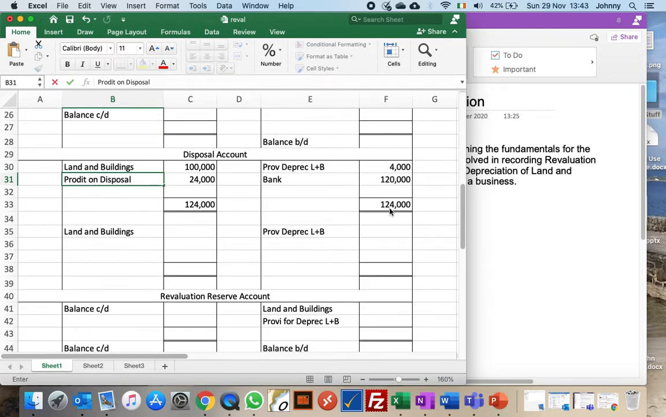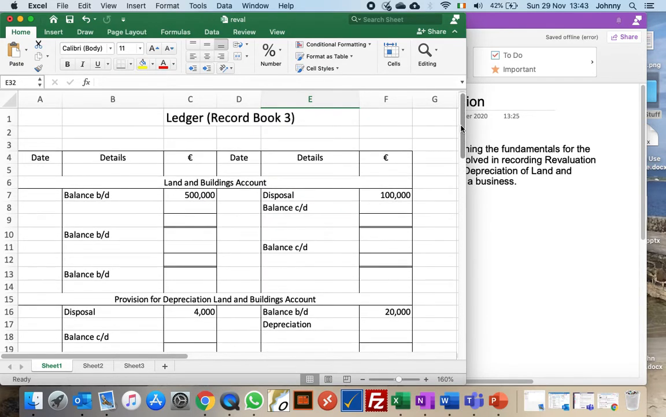That profit basically means, in English, that when we got rid of the thing, we got 24 grand more than it was worth. And that profit is something that will be put into our profit and loss as other income that the business has made. So that's the first thing. That's getting rid of an item.